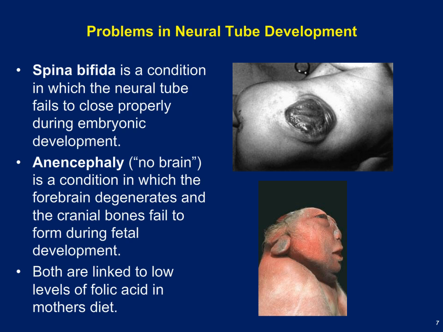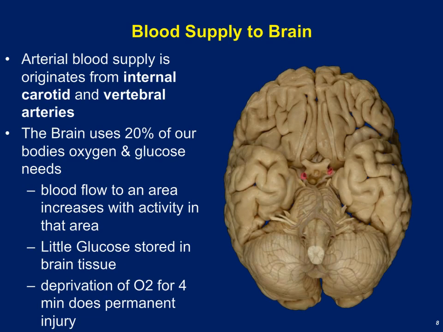Now, problems with neurulation cannot be entirely prevented, but we can reduce the chances of having incomplete closure of the neural tube by supplementing folic acid during the period of embryonic development. Okay, before we go on to talk about the different parts of the brain, I just want to say something about the blood supply to the brain.